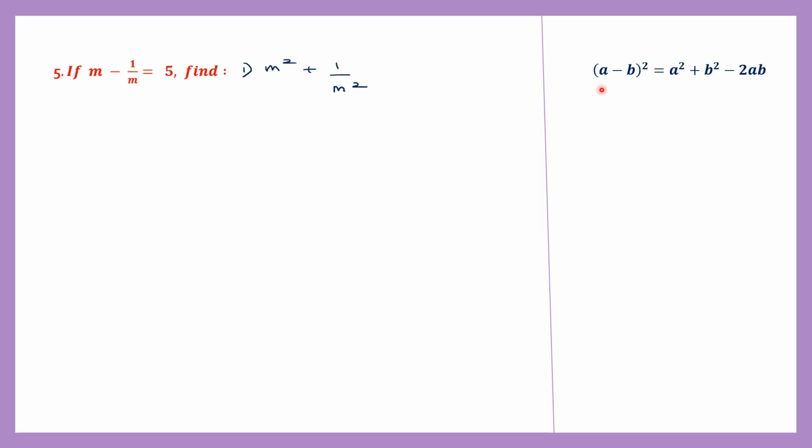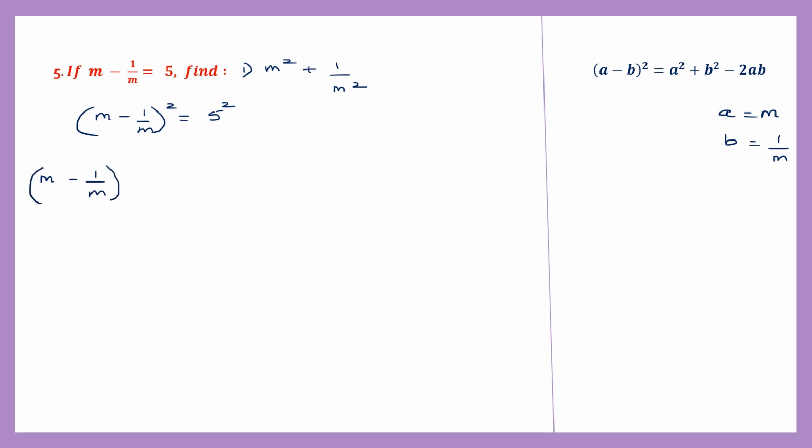So if we are going to square this side, we have to square the other side also. So in that case, if we write (m minus 1 by m) the whole square, then we have to square 5 also. So that is 5 square. Now let's apply this formula, (a minus b) the whole square, and apply it here. So in this case, a will be m, the first term, and b will be the second term, which is 1 by m. So let's do that.